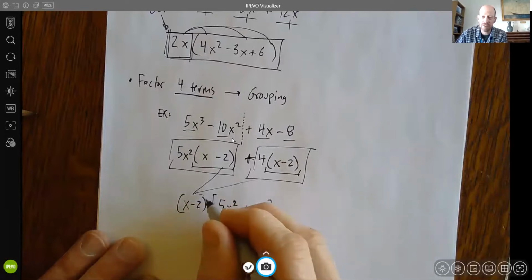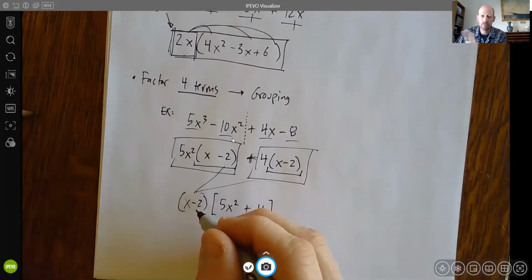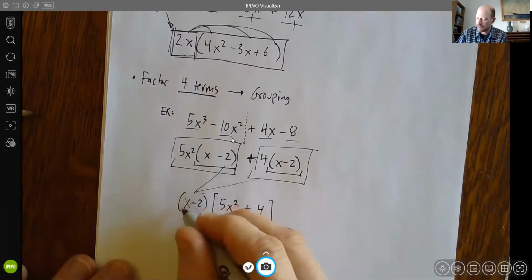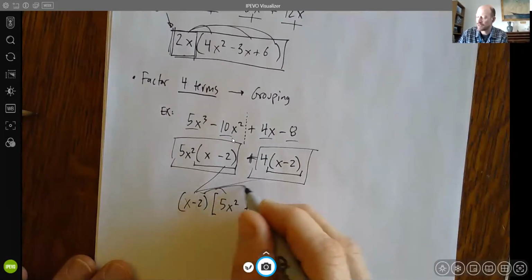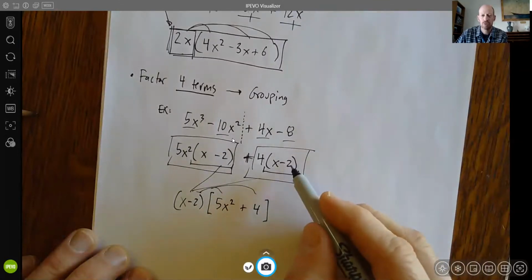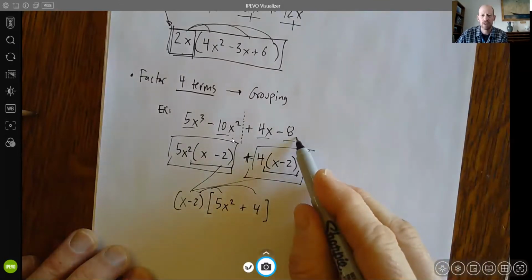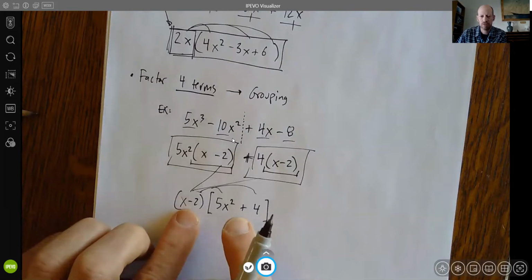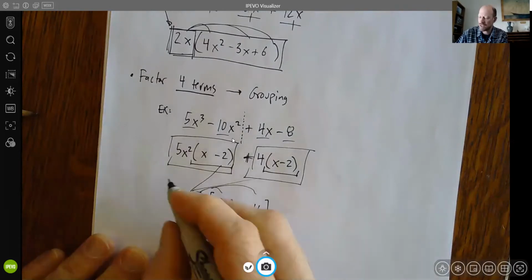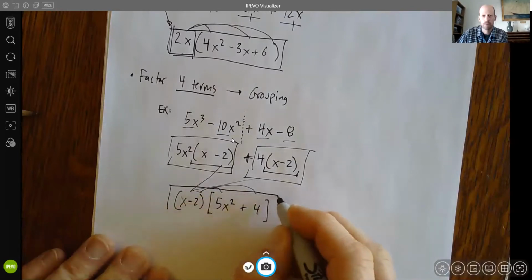Notice if I took that, it's a binomial, right? 2 terms, but that's okay. It can still be treated as one thing. If I distributed that to both of these pieces, I'd get exactly what I started with in the beginning. This is factored, right? This is one binomial times another binomial. This is a product of 2 things, and this is the answer I'm looking for.